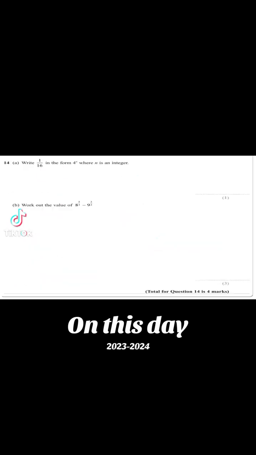GCSE Maths, looking at negative and fractional powers in today's maths lesson. In today's maths video tutorial, this is question number 14, taken from the May 2023 Edexcel Paper 1 higher tier.